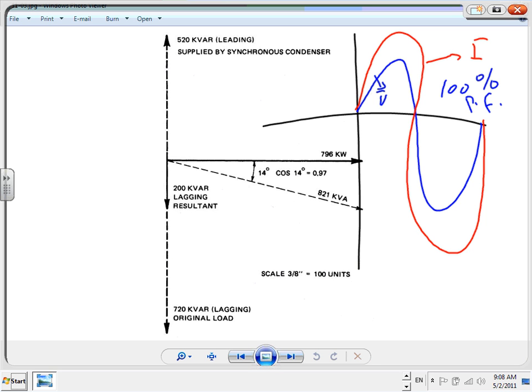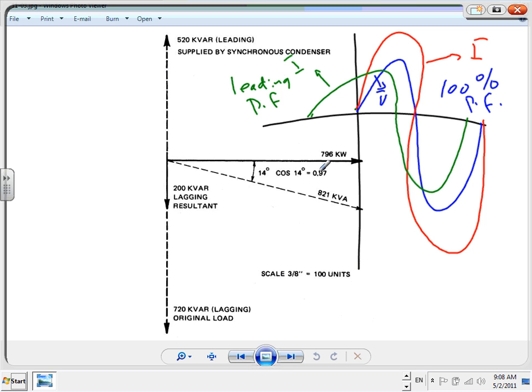Let me show you a leading power factor. I'm going to use green here. This is my I, and look, the voltage stays the same. Can you guys see the voltage stays the same? This one is leading power factor. The current leads the voltage. Always go by the voltage. Can you guys see that the current starts before the voltage?